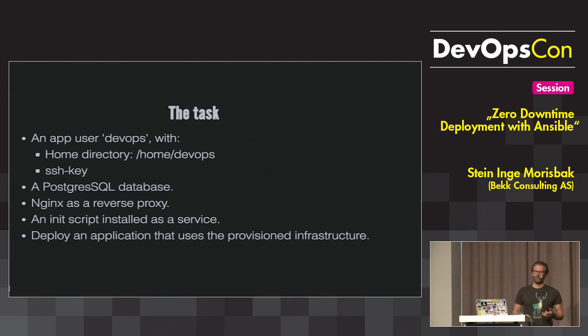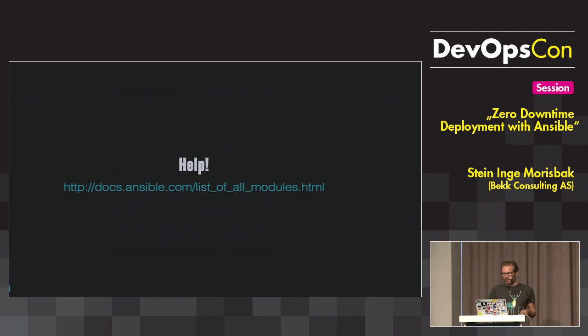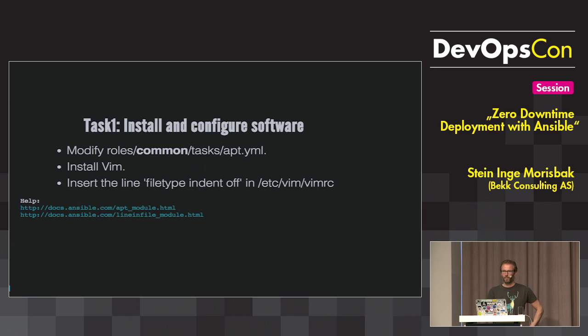So the task I'm going to show you is I'm going to create an app user called DevOps with a home directory and an SSH key. I will set up a Postgres database, Nginx as a reverse proxy, and install a service for my application. I want to deploy an application that uses this infrastructure. It looks like this. The proxy in front, 2 app servers for load balancing and zero downtime deployment, and they all talk to the same DB. Ansible has excellent documentation, so this URL you'll use all the time. List of all modules. You'll find excellent documentation of everything.